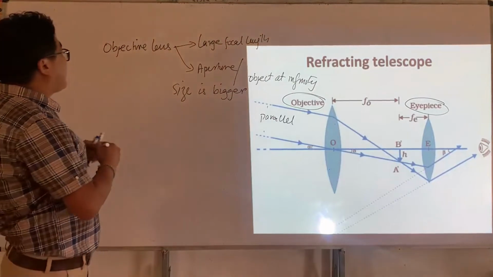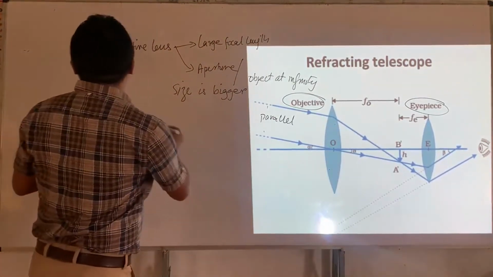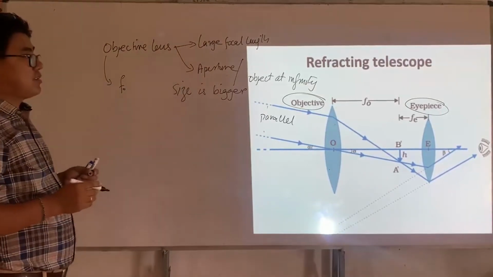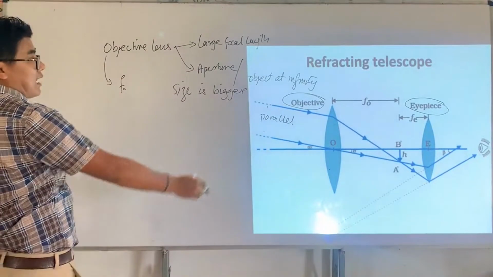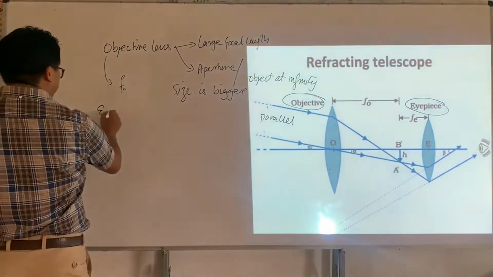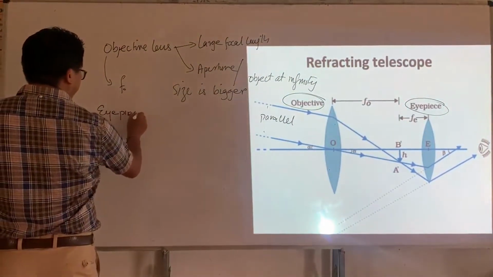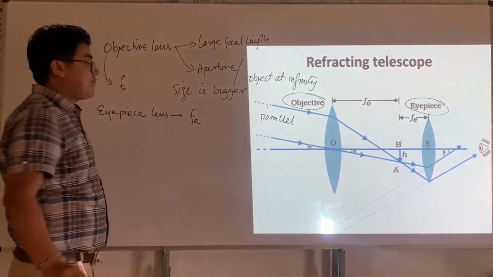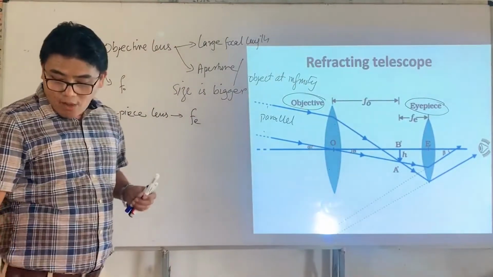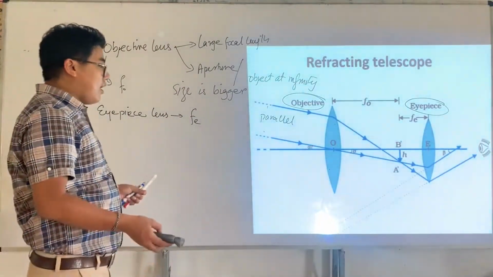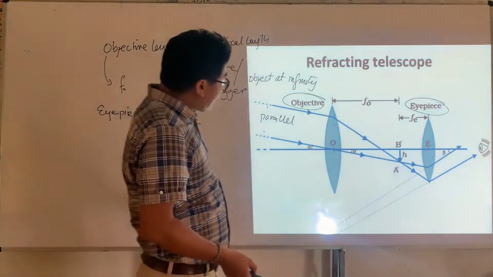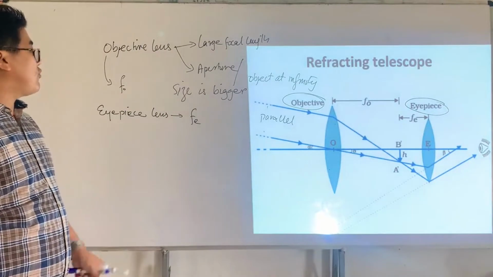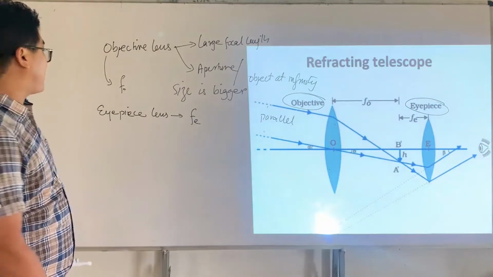Now I say that the objective lens has a focal length f0, and the eyepiece lens has a focal length fe. Now what I'm going to do is keep the image at infinity, and we are going to find out the angular magnification.